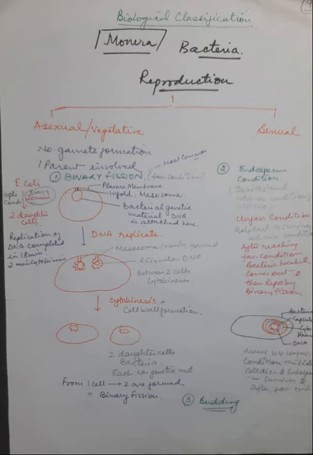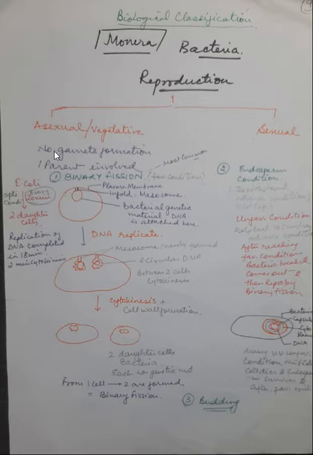Hello, children. In this session, we are going to talk about various modes of reproduction in case of bacteria. Bacteria reproduces asexually as well as sexually. Asexual reproduction is also categorized or known as vegetative reproduction. There is a very slight difference between asexual and vegetative reproduction.